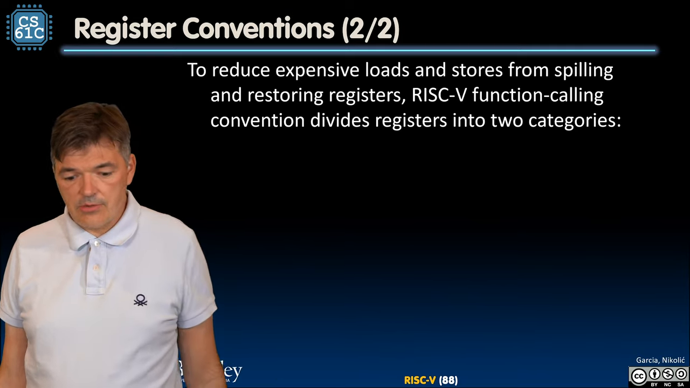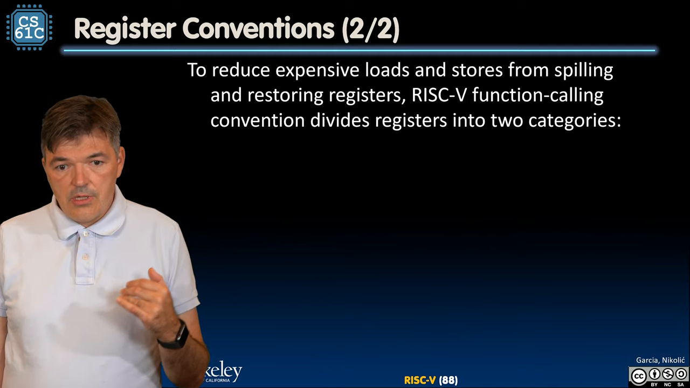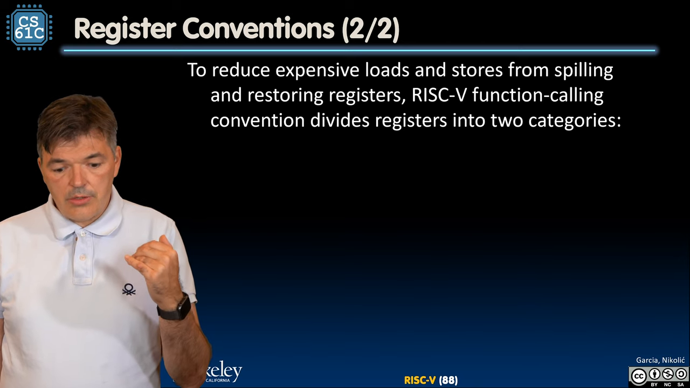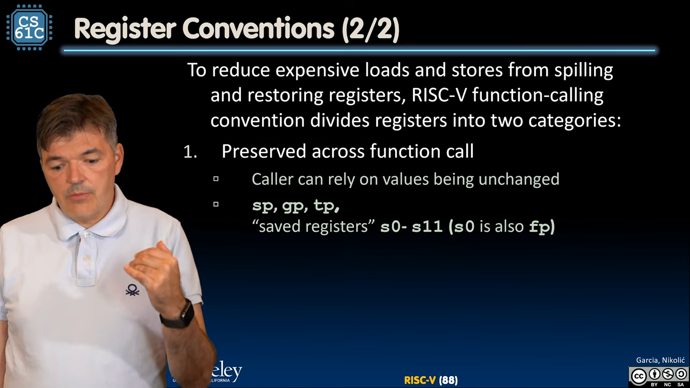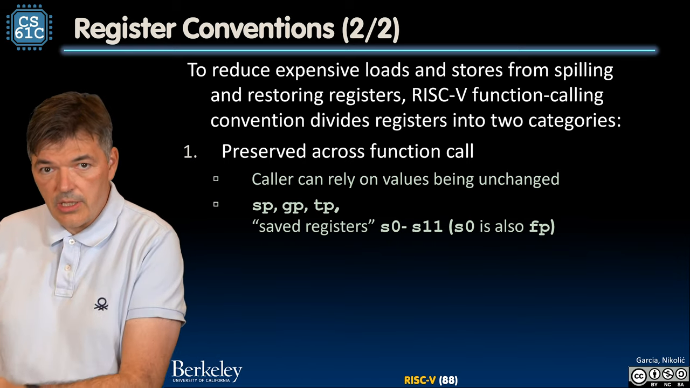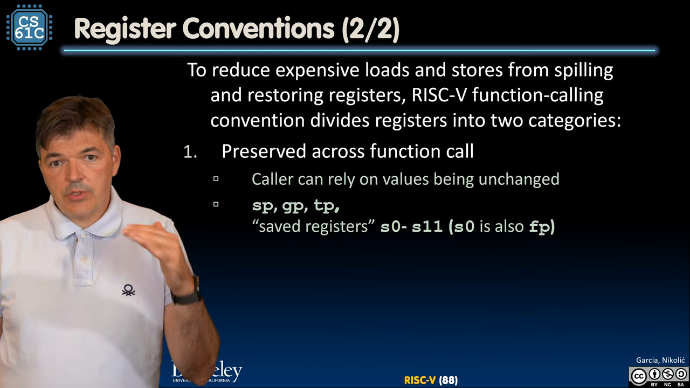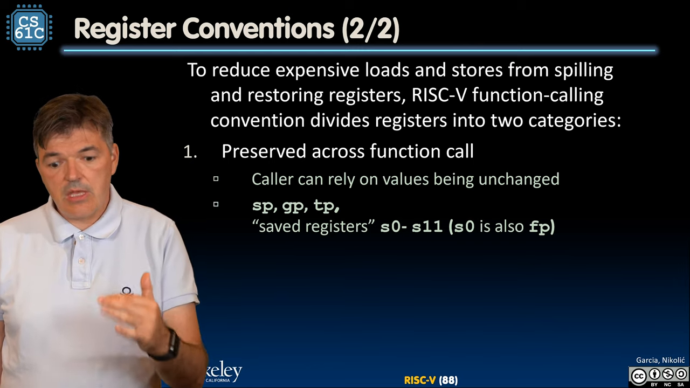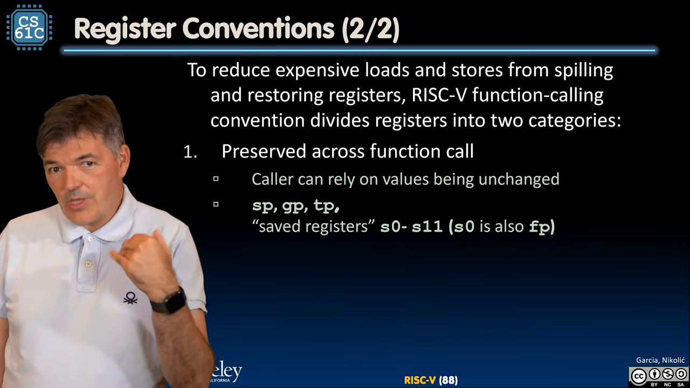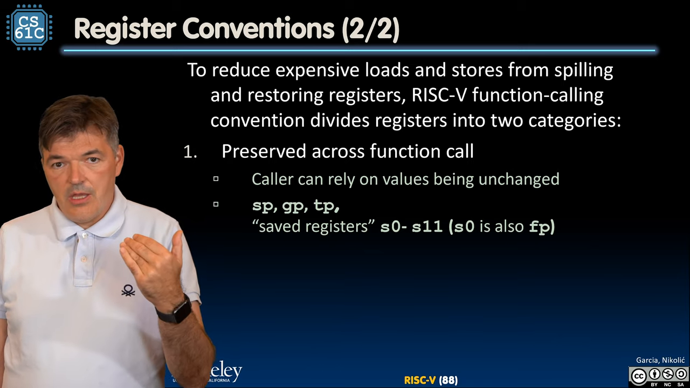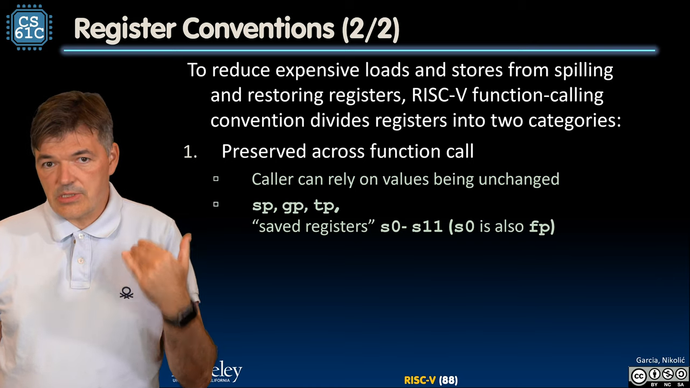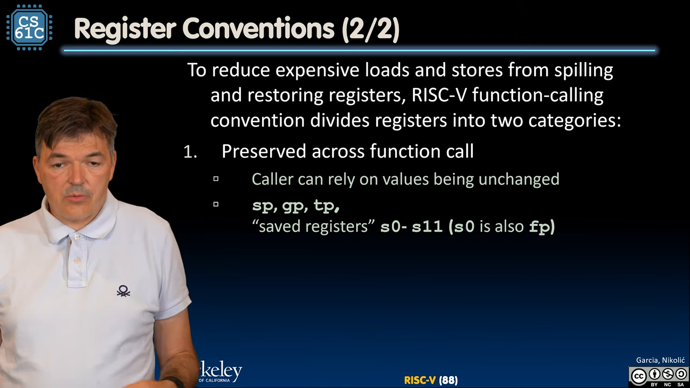So there are two categories of registers: those that are preserved across function calls, and the caller can rely on these values being unchanged. So the caller function that calls the callee doesn't have to worry about those. Whatever is left in those registers stays that way. So the things that are automatically saved, you guessed, one of them is clearly the stack pointer. Stack pointer is preserved because of the mechanism of how the stack works.